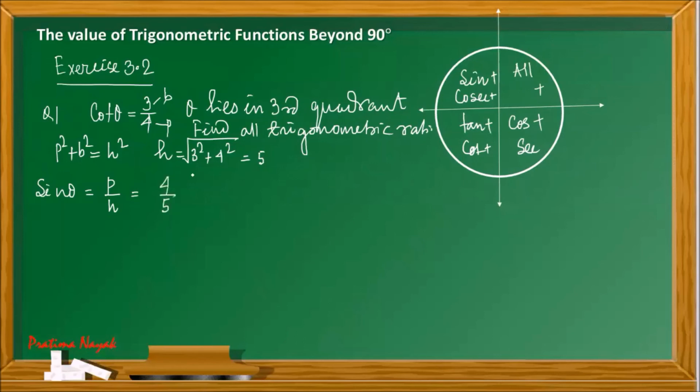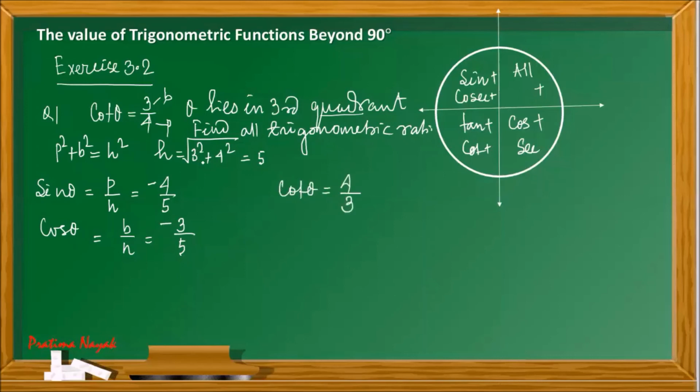Next coming to your quadrant. It is in the third quadrant, so sine theta in the third quadrant is negative, so I'll put a negative sign. Next coming to cos theta. Cos theta is equal to B by H, so it will be 3 by 5. Then what is the value in the third quadrant? Negative, so negative.